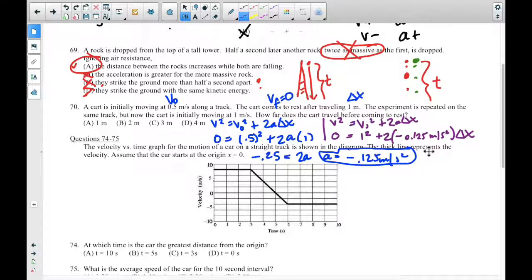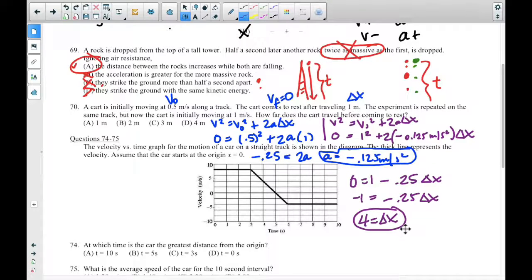Like, let's just say it's friction. If it's friction, then it's the same amount of friction that's impeding this cart as well. And so I'm going to use that same number as the acceleration for this cart as I did for the first cart. So if I continue working on this, I have 0 is equal to 1 minus 0.25 delta x. I'm going to subtract my 1. I'm going to divide by negative 0.25. And so for this cart, it's going 4 meters. The first one went 1 meter.